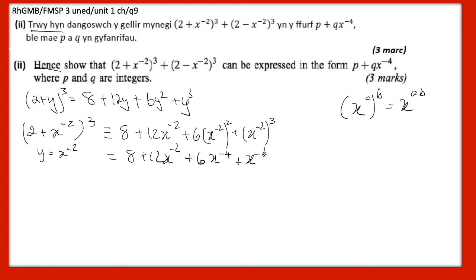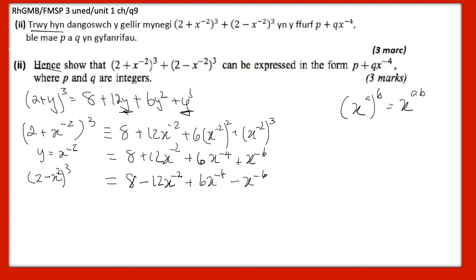Now my other one is 2 minus x to the minus 2 all cubed. So I'm going to get exactly the same coefficients. The only difference is that on my odd powers they're going to be negatives. Minus 12x to the minus 2, because it's a minus x to the minus 2, and if you raise it to an odd power like we do in here, those terms will be negative. This would be a plus 6x to the minus 4 minus x to the minus 6.